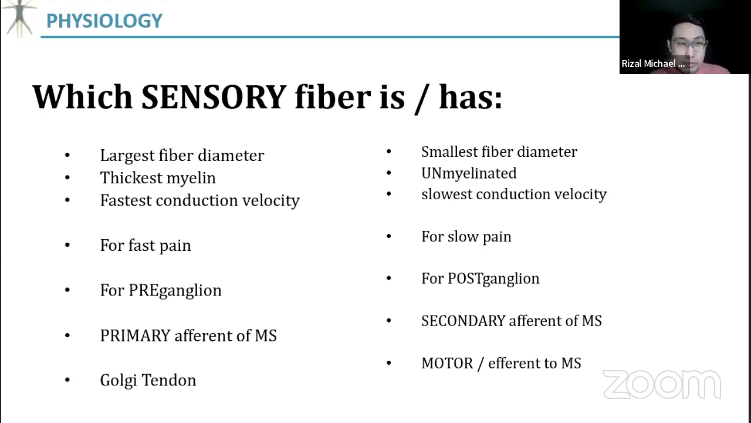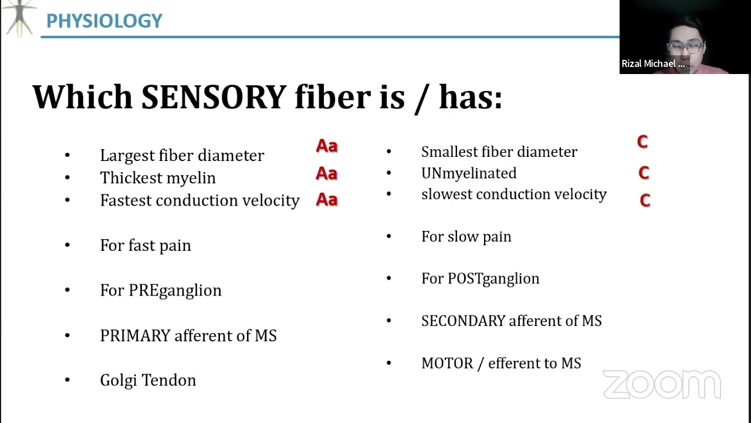So when you say largest fiber diameter, syempre kung may largest, meron kang smallest fiber diameter, right? So ganito ko siya inaral, no? So si largest, si A alpha, si smallest, si type C. If meron kang thickest myelin, you have your unmyelinated. Okay, so thickest myelin, A alpha, and then you have your type C as well. Kapag may fastest, meron ka ding slowest.